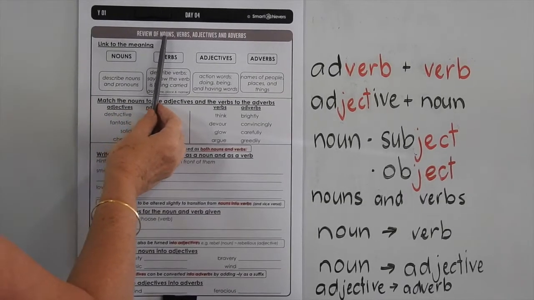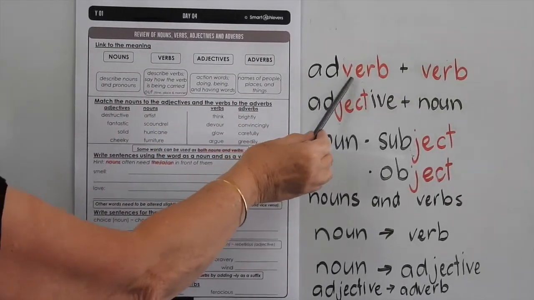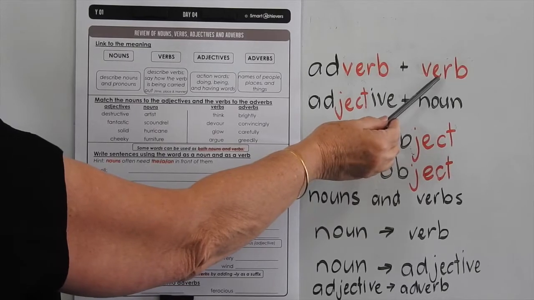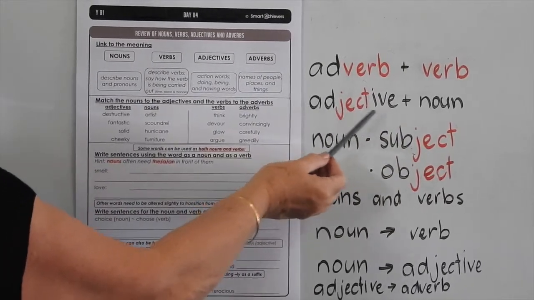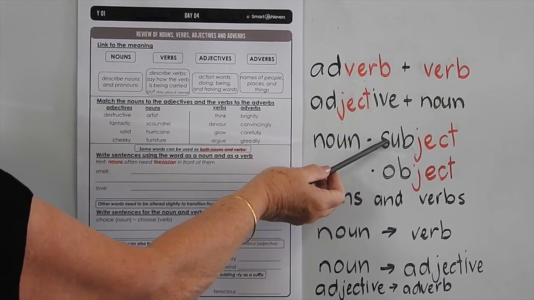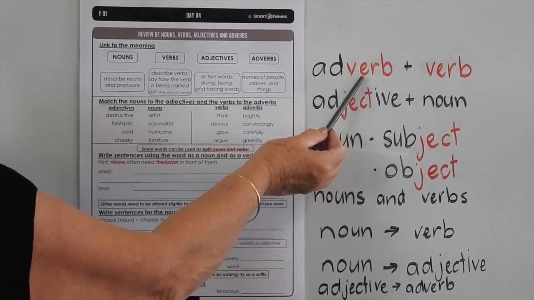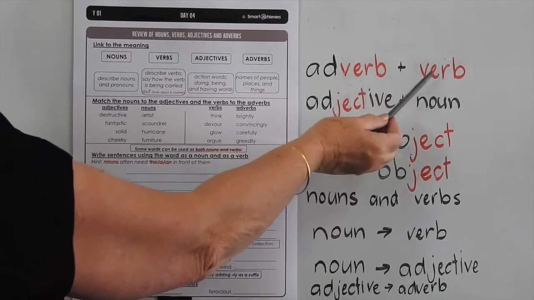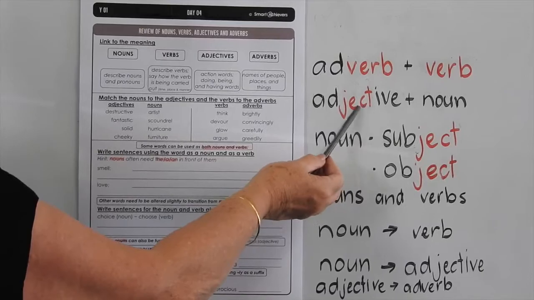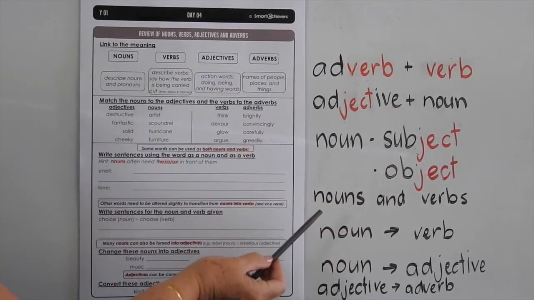This is a review of nouns, verbs, adjectives and adverbs. So an adverb adds information to a verb. An adjective adds to a noun. So a noun could be the subject in the sentence, or it could be the object in the sentence. So you can see you've got little hints within the words. We're adding to the verb, verb. Ject, you've got subject, object, adjective.